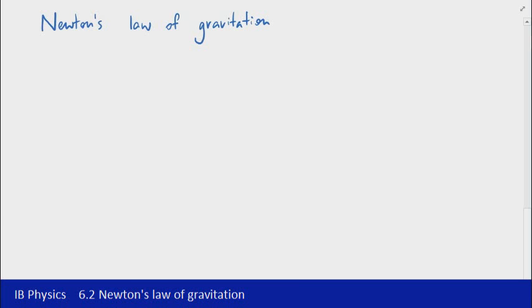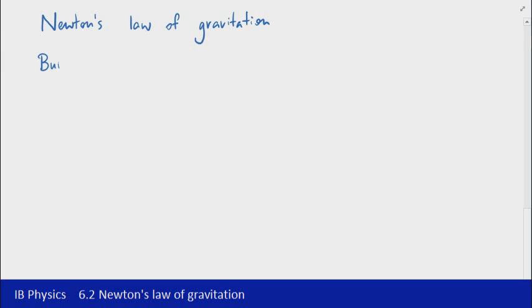The next step in our look at gravitation is to look at Newton's law of gravitation, so an equation. Now, the easiest way to think of this is that Newton's law of gravitation is to masses as Coulomb's law is to charges. So it's the equation that tells us what the force is between two masses.